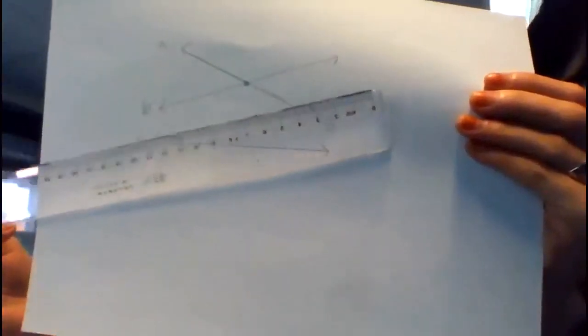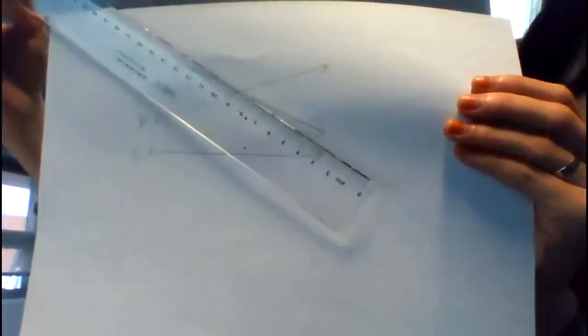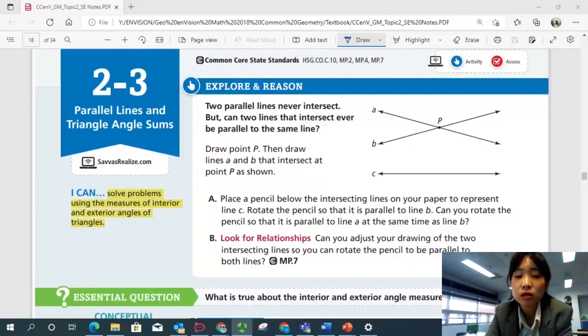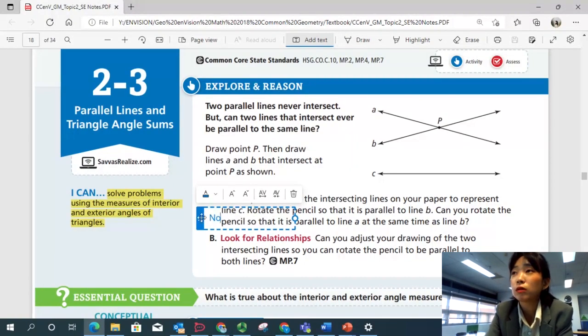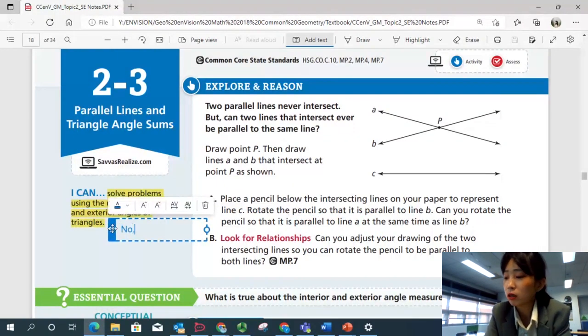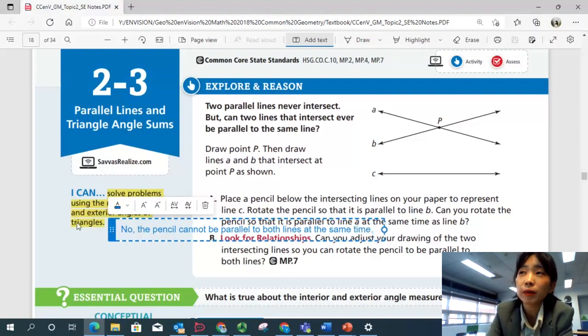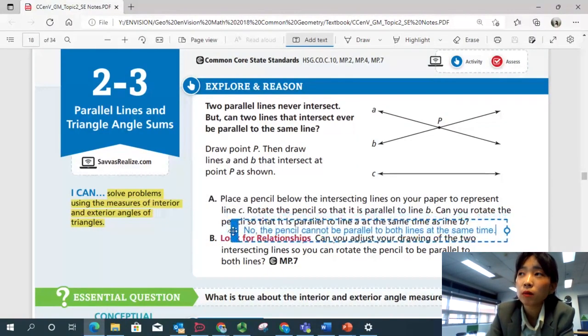So would there be any line that is parallel to both of them, not just either of them? No, there will not be a line that could be parallel to both intersecting lines. So the answer is no. And you can say, no, the pencil cannot be parallel to both lines at the same time. So instead of pencil, we use the ruler, right? But you can also use a pencil or anything that's straight.